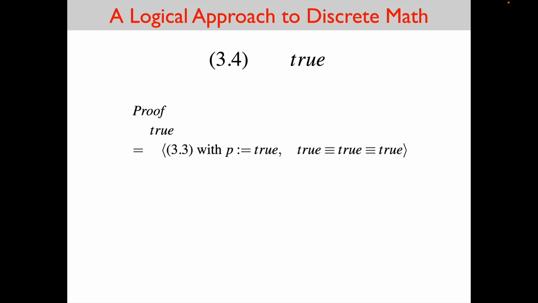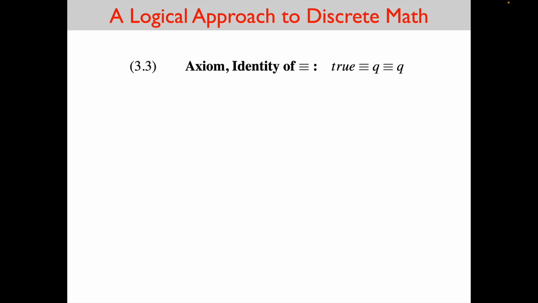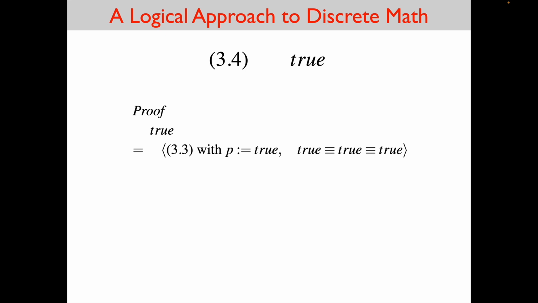So what does inference rule substitution say? Let's go back to 3.3. Inference rule substitution says that if true equivalence Q is true in all states, then it is true with any variable replaced by any expression. That was inference rule substitution. So what we did is we replaced P with true. Because 3.3 is valid, we can replace any variable with any expression. So that's how we got true equivalence true equivalence true. The way we got that was by inference rule substitution.